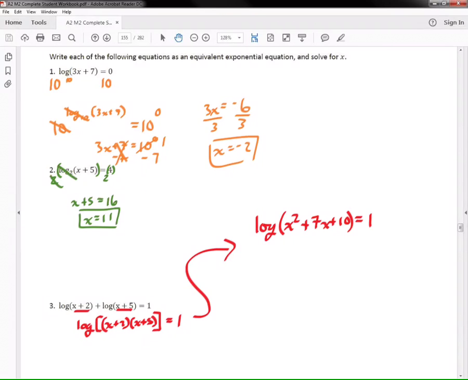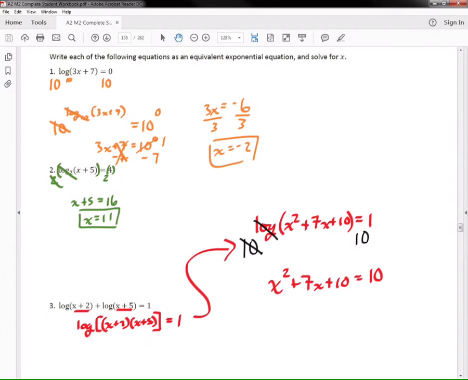Okay, now I want to get rid of this log. So, what base do I raise it to? 10. I raise it to the base 10, and these cancel out because they're the same bases. And we get x squared plus 7x plus 10 equals, what's 10 raised to the 1 power? 10.